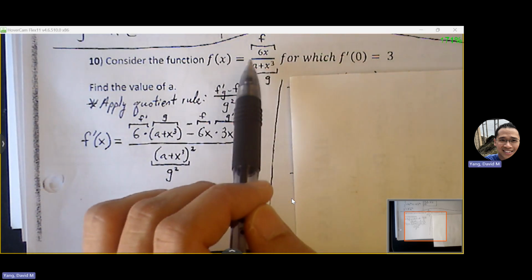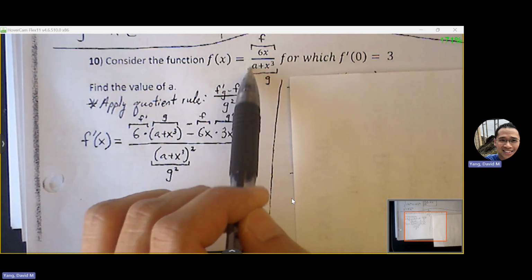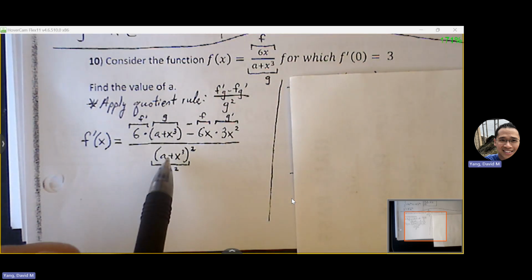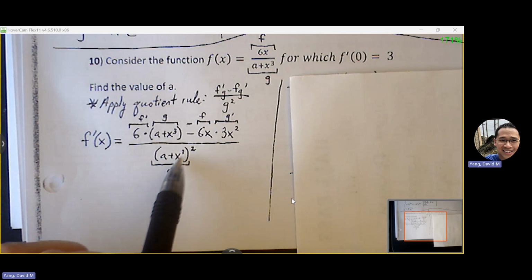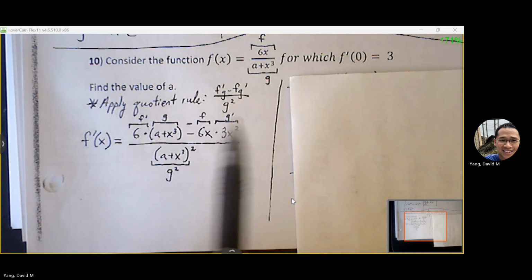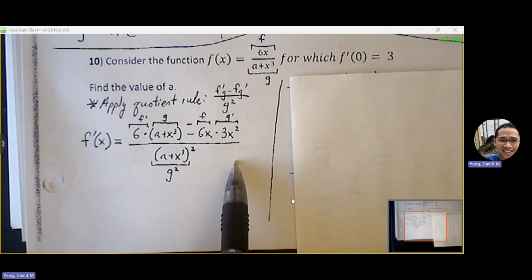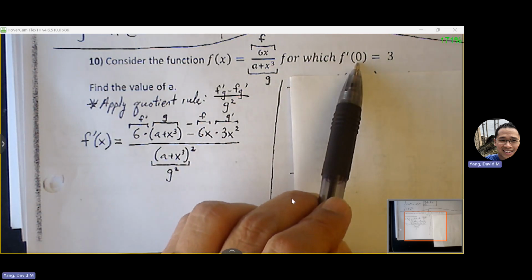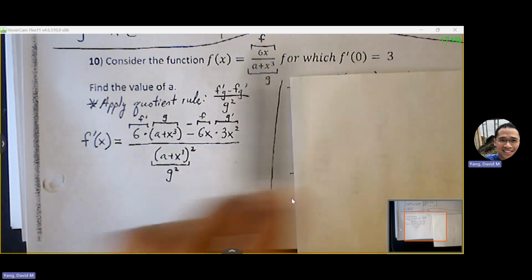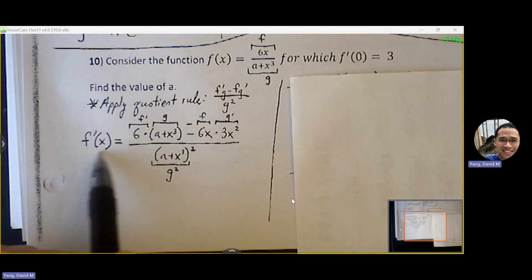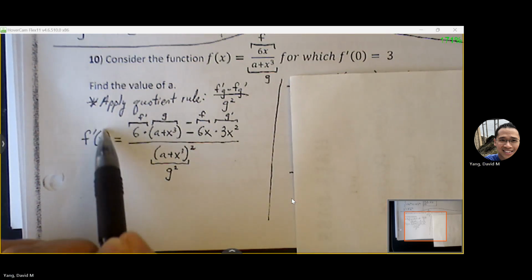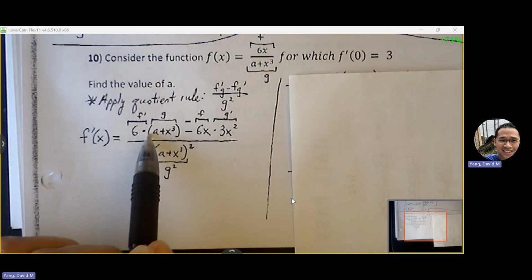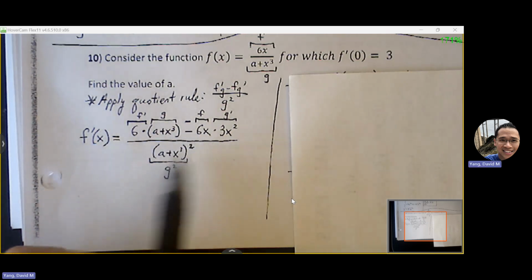The a disappears from here because we treat a like a constant. All over denominator squared, a plus x cubed quantity squared. Any questions here to get to f prime? Right, so now we can replace all the x's with 0, and then replace the f prime variable with 3. And we should be able to then maybe cross multiply and then isolate and solve for a.